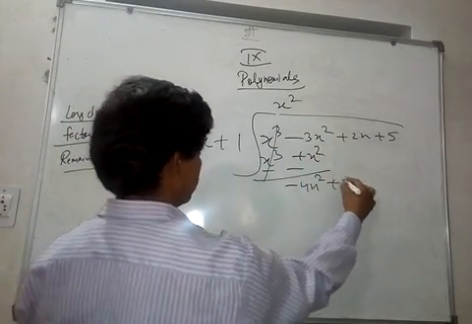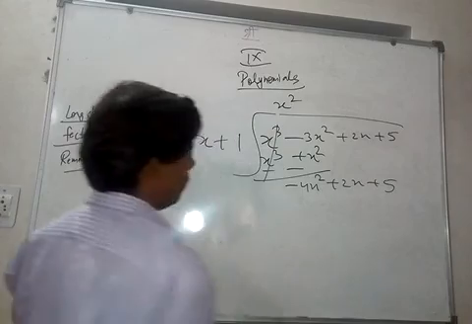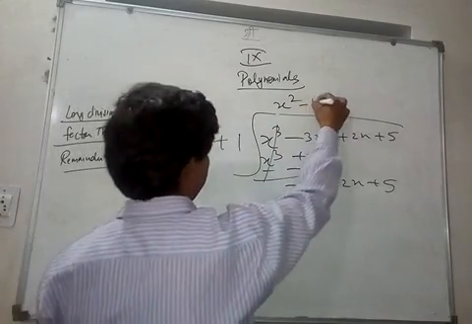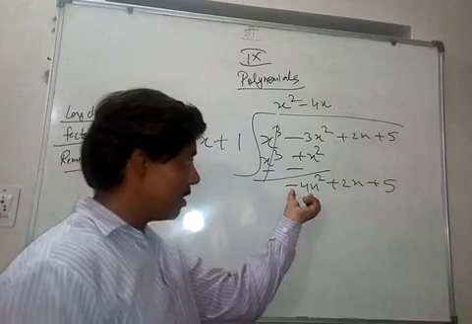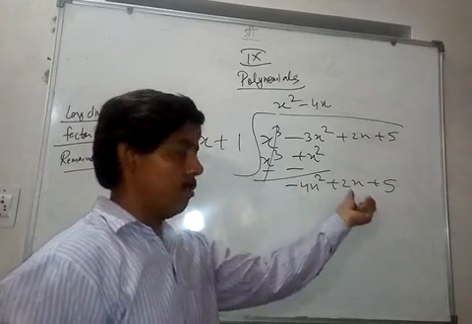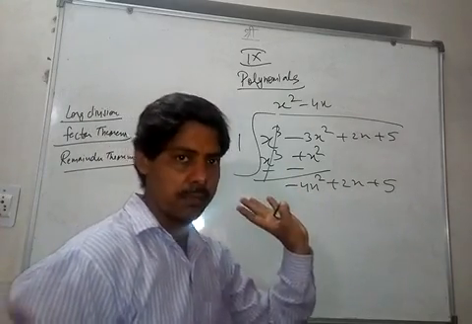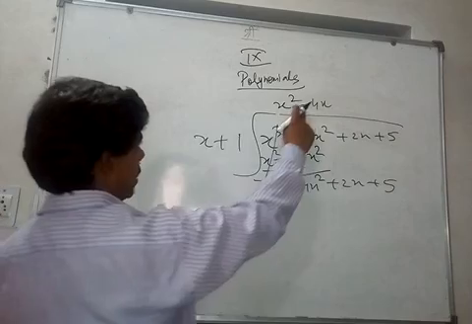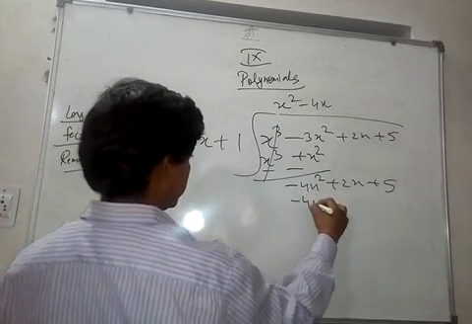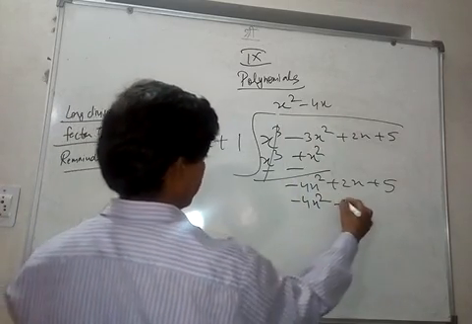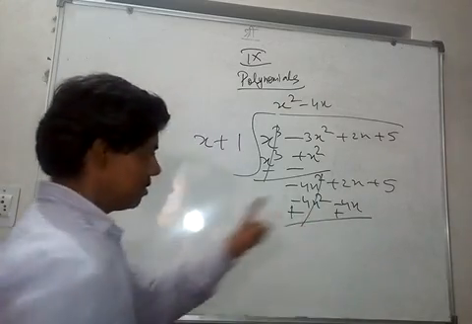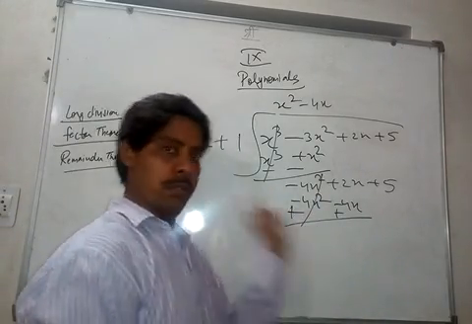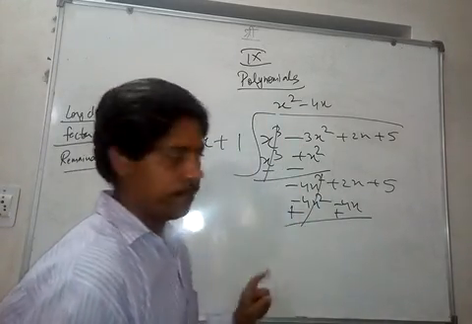This is minus 4x square plus 2x plus 5. Now multiply by minus 4 and x. Minus 4 into x is minus 4x square. We just have to look at the first quantity. Remaining quantities will take care of themselves. So minus 4x square and minus 4x. Okay. Now change the sign. So this is plus and this is plus. The first quantity must get cancelled out. That is how you multiply.